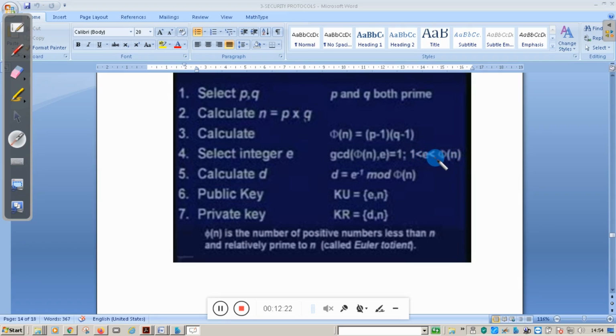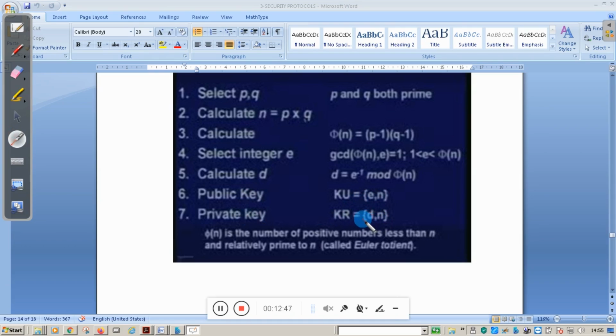E lies between 1 and phi of n. Then the fifth step involves calculating d such that d is equal to e inverse mod phi of n. Once you calculate d and e, the public key can be written as e comma n, and the private key is d comma n.